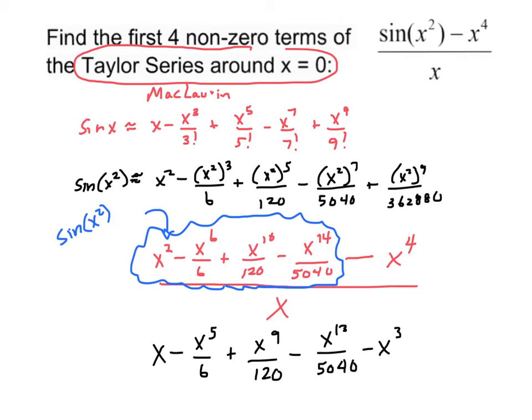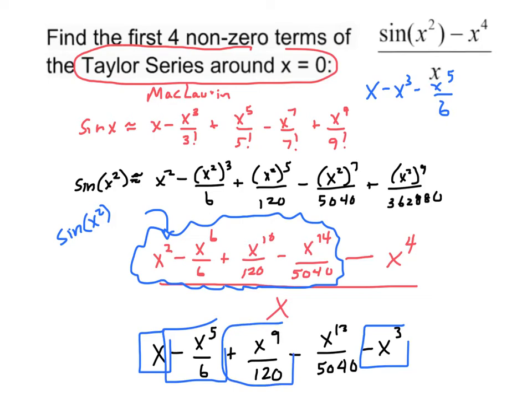Now usually when they say first 4 terms, they want them starting with the lowest power and working up. So our lowest power would be this term, so let's write that to be just x. Our next would be negative x cubed. Our next would be negative x to the 5th over 6. And our next would be positive x to the 9th over 120. These are our first 4 terms.